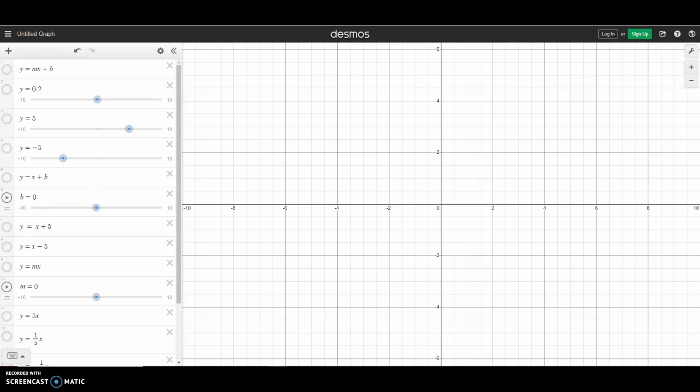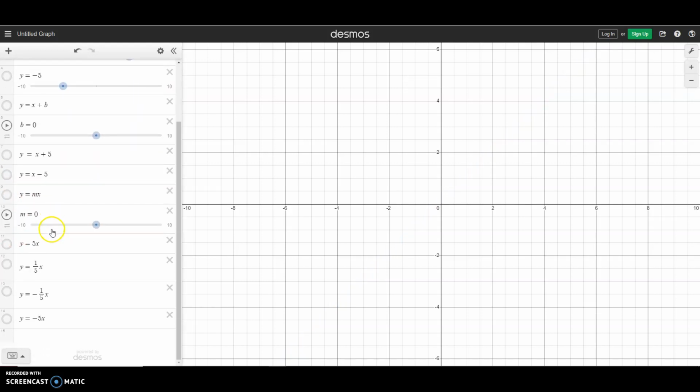Next, for question 4, suppose I let b equal 0, in which case I'm going to let m vary. So the linear equation would simplify to y equals mx. Now, if I vary the value of m, how does that change the graph of the linear equation?